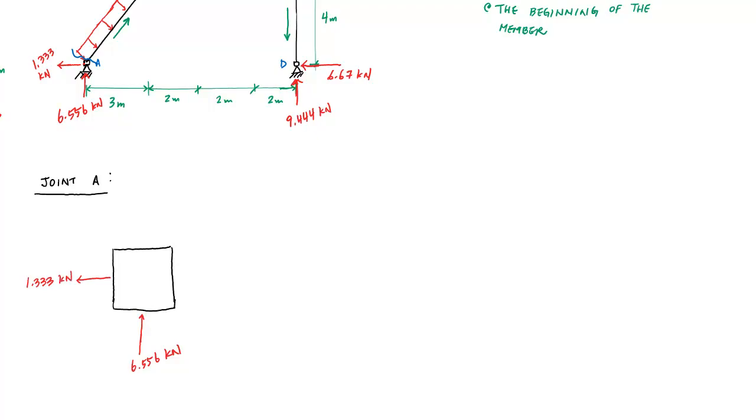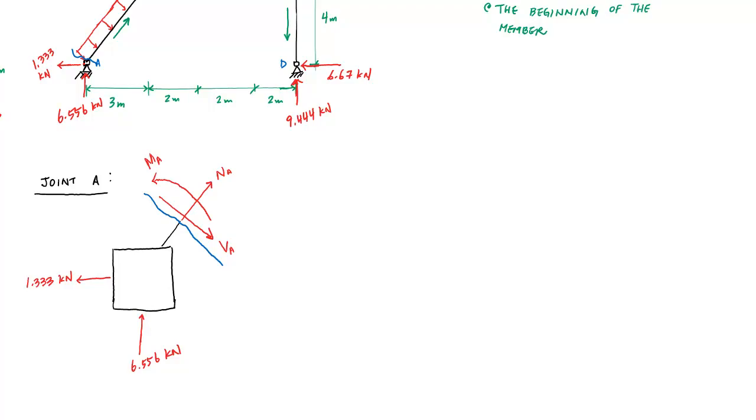And then I have this member here, and this blue line would be the face of the cut of that member. Acting normal to the face of that cut would be this NA. I would have a shear acting parallel to the face of that cut, right here, I'll call that VA. And then technically I could have a moment right here, MA. All internal loads at the beginning of the member.